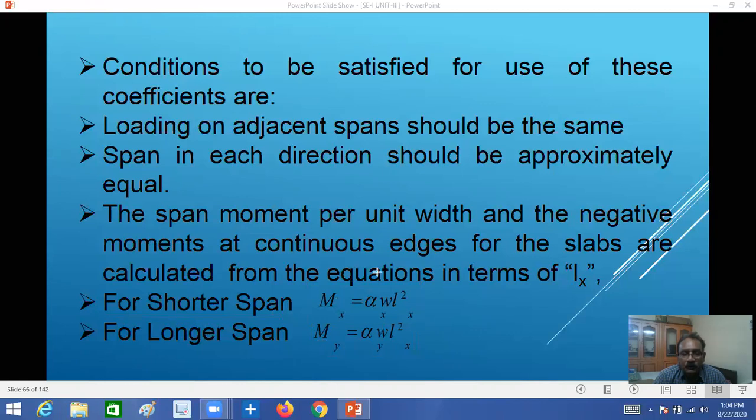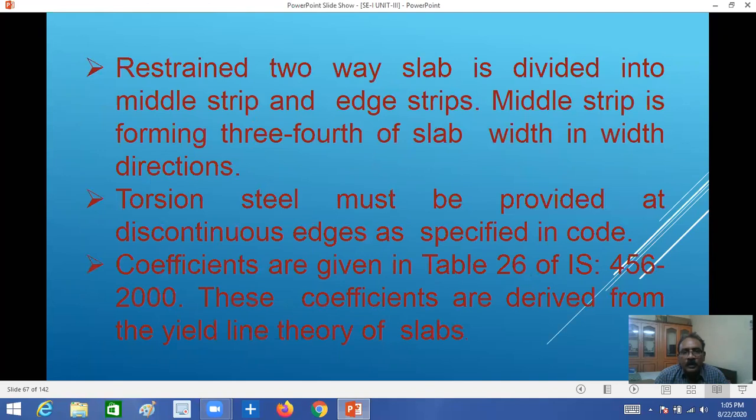Once the moment is calculated according to our formula, as it is treated as a beam, we can calculate using our previous calculations and equations, right? So here the important point is how to calculate Mx and My in a two-way slab, right?